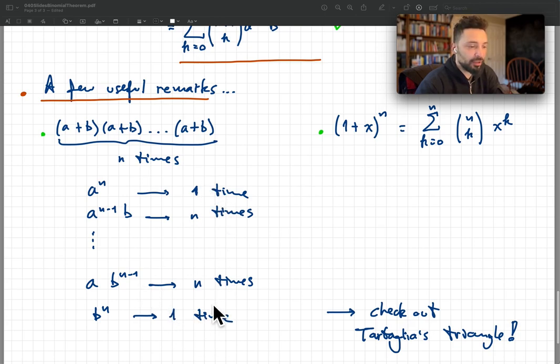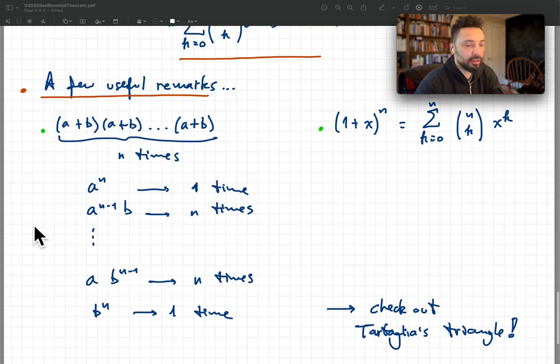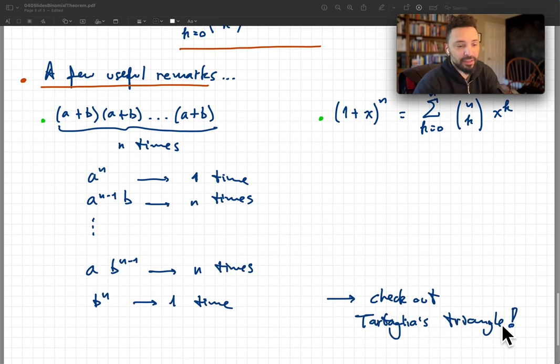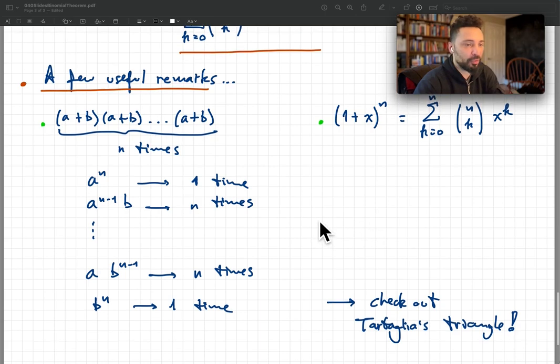And so this is why there's this sort of symmetry between the binomial coefficients at the beginning and at the end. So there's a 1 and then an n, and then at the end there's an n and then a 1. And if you're interested in exploring that symmetry a little bit more for various powers of n, you should check out something called Tartaglia's triangle. You can look that up and do a bit of research, and you'll find more about that.